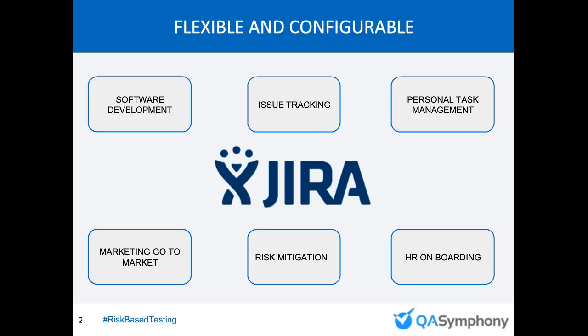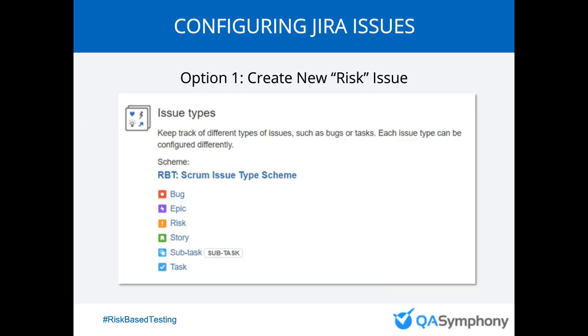So JIRA can be configured and can be flexible enough to where you can actually do what I'm about to show you, either in a manual fashion or through the plugins that will help you analyze risk and then incorporate the testing that needs to happen. So the first option when you're thinking about how to track risk is that you can create a brand new risk issue inside of JIRA.